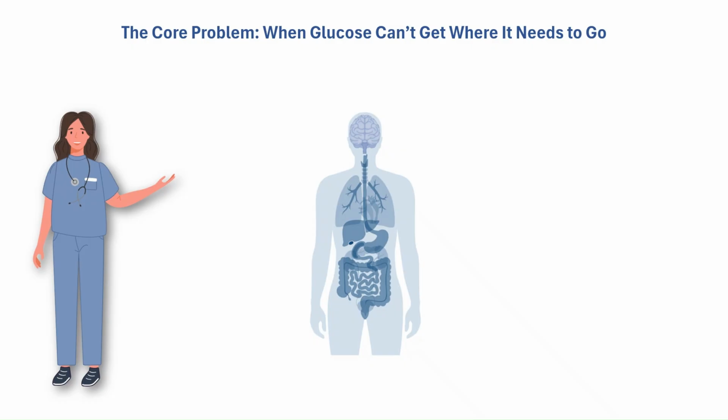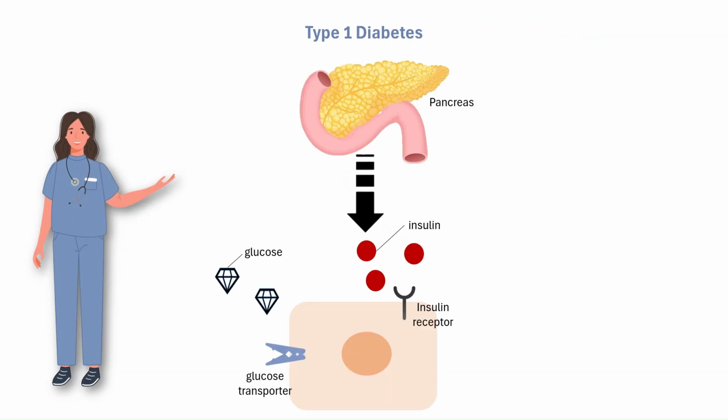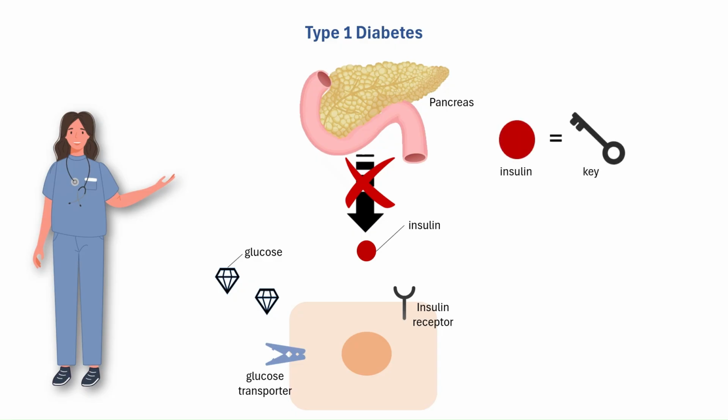To understand diabetes drugs, we first need to understand why blood glucose rises in the first place. In type 1 diabetes, the issue is simple but severe. The pancreatic beta cells are destroyed, so insulin is missing. Think of insulin as a key. Without the key, glucose can't enter the cells. The door stays locked, glucose piles up in the bloodstream, and the cells starve, despite sugar being everywhere. This is the empty tank problem. And the solution is straightforward. Replace insulin.